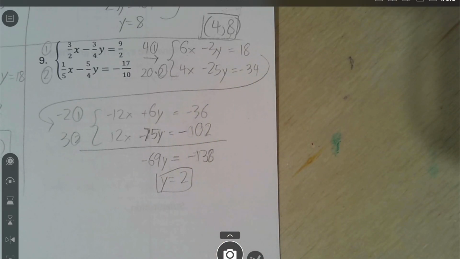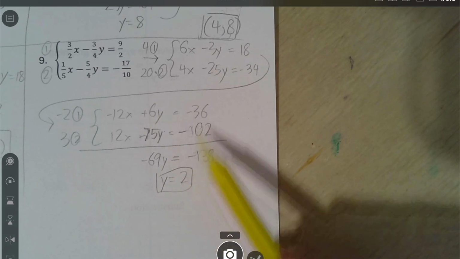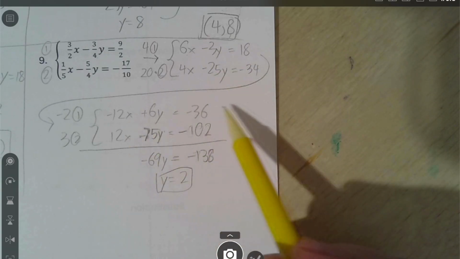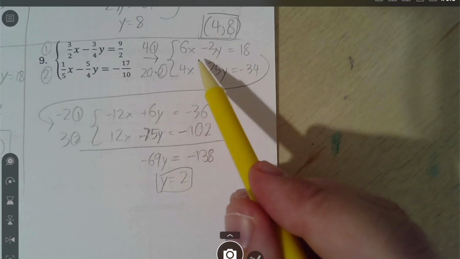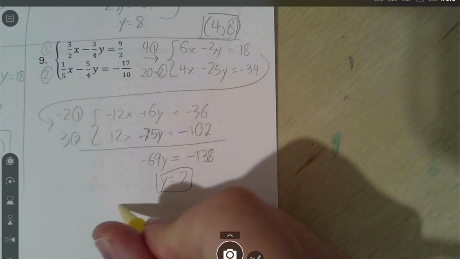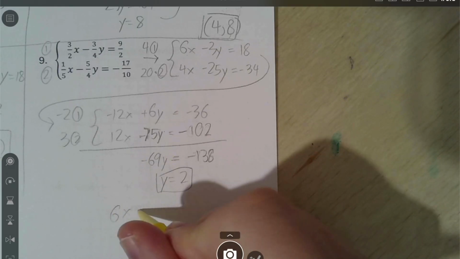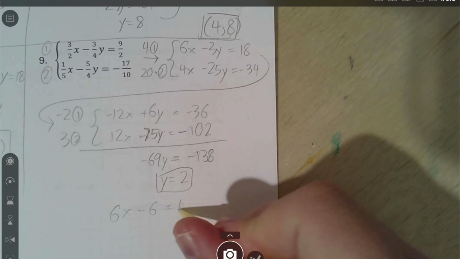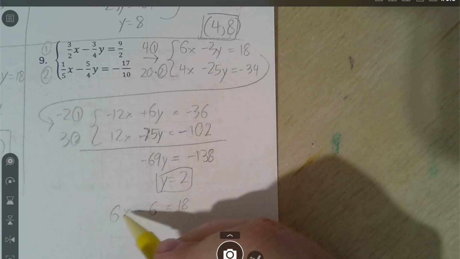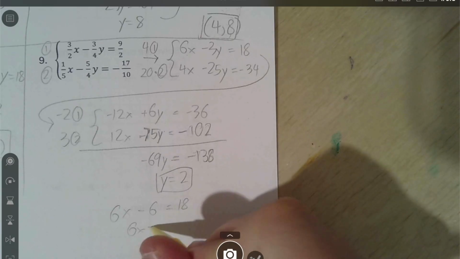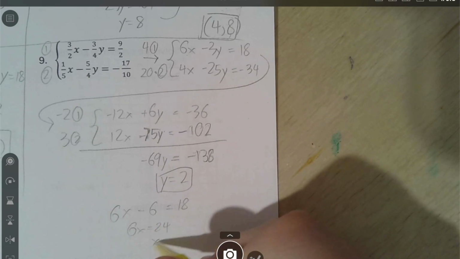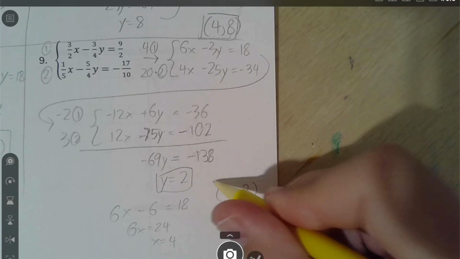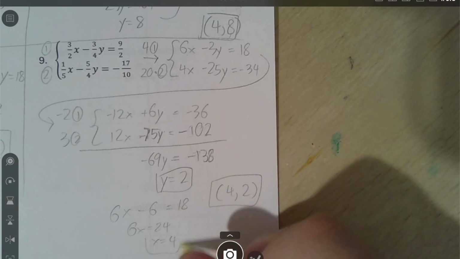So I'm going to plug this y equals 2 back up into this new top equation here, before we got to our combining step. And so plugging y equals 2 into that would be 6x minus 6, because I'm plugging 2 in with a negative 3, equals 18. That's going to be 6x equals 24. And so that would be x equals 4. So I get 4, 2 as my final answer there.